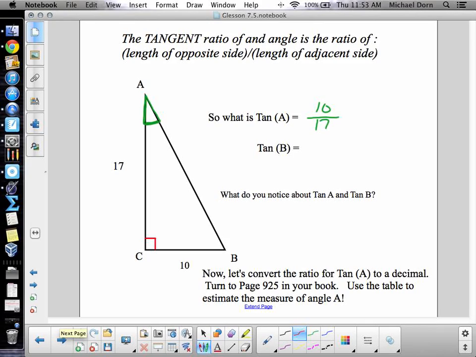What if I switch point of view? Tangent of angle B. Which side is the opposite? 17 over adjacent, which is 10. What do you notice about those two? Yeah, reciprocals, aren't they? In fact, in any individual right triangle, the tangents of the acute angles are always reciprocals. Always. That's the way it works.